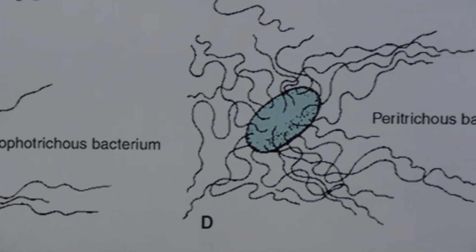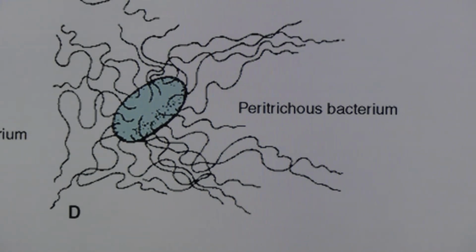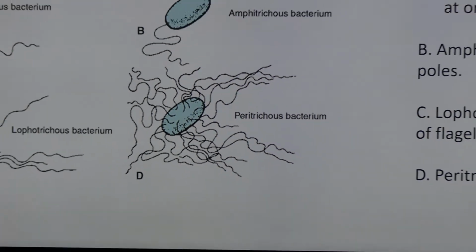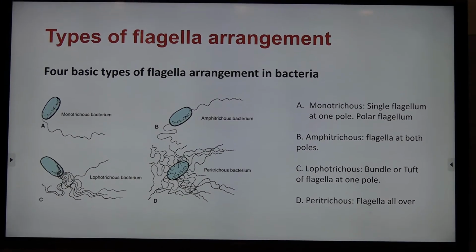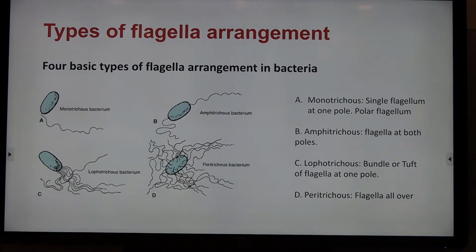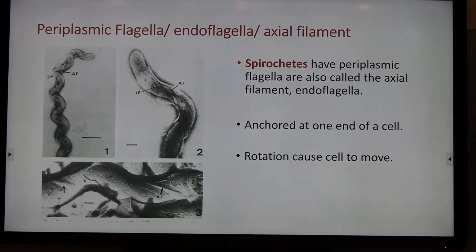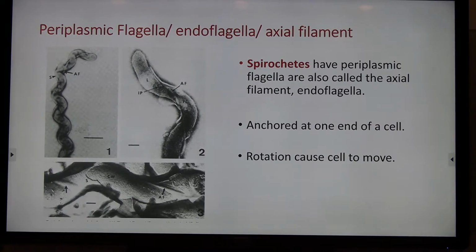And the last one is peritrichous, which is very common in E. coli and also in some other species. It means flagella all over the cell surface. Besides the 4 basic types, there are also some bacteria that display atypical flagella. For example, this slide shows a periplasmic flagellum. It could also be called an endoflagellum or axial filaments.